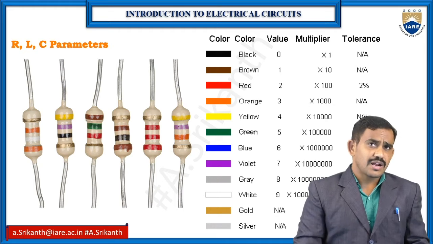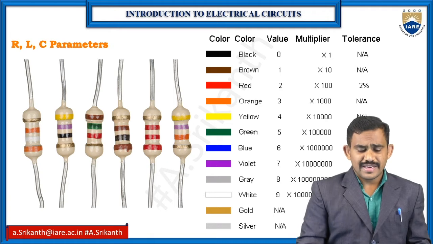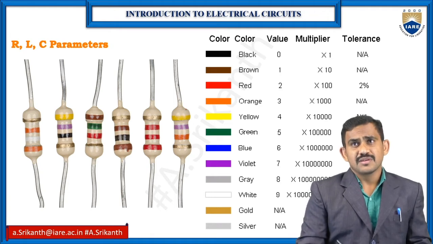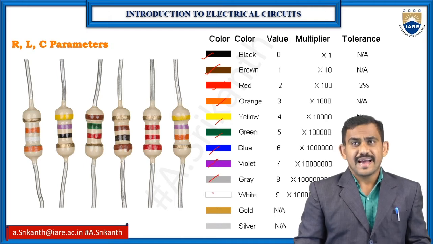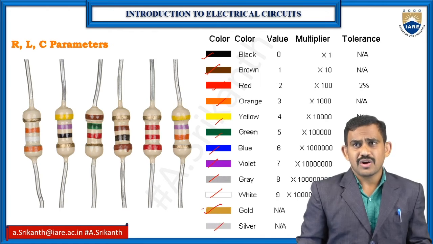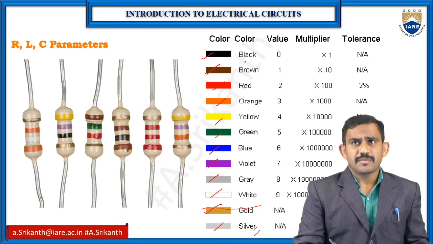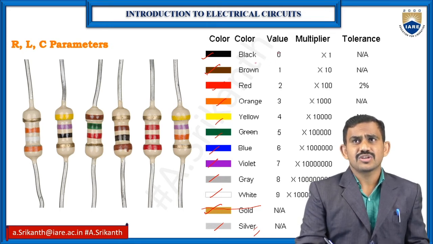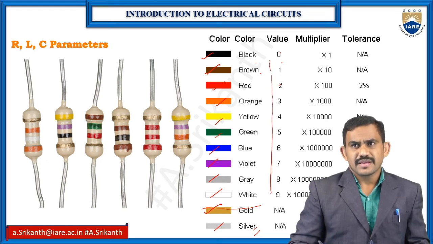And we have color code also. For any practical resistor we have colors, and for each color we have different values. Here brown, black, red, orange, yellow, green, blue, violet, grey and white, and last gold and silver. These two are for tolerance. Coming to values, black is 0, brown 1, red 2. So I have a different value for each color.